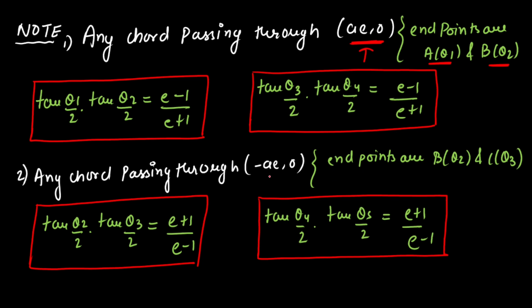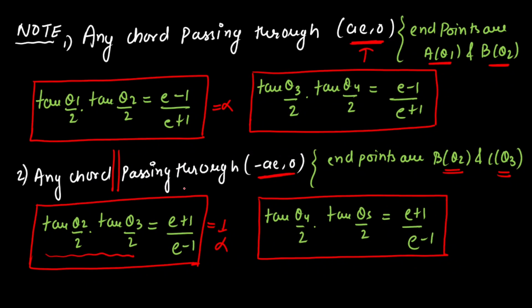On the other hand, if the chord is passing through minus AE comma 0 and the endpoints are theta 2 and theta 3, we can write the same result. The only thing that is going to change is, with the negative sign, it will be the reciprocal of the previous value. So suppose I want to equate these two values. If the first value is alpha, then the other value will be 1 by alpha. So can I say the product of the tans of these angles is equal to the reciprocal of the tans of those angles? That means, can I say the product of the tans of these angles is equal to the cots of those angles, because the reciprocal of tan will be cot.